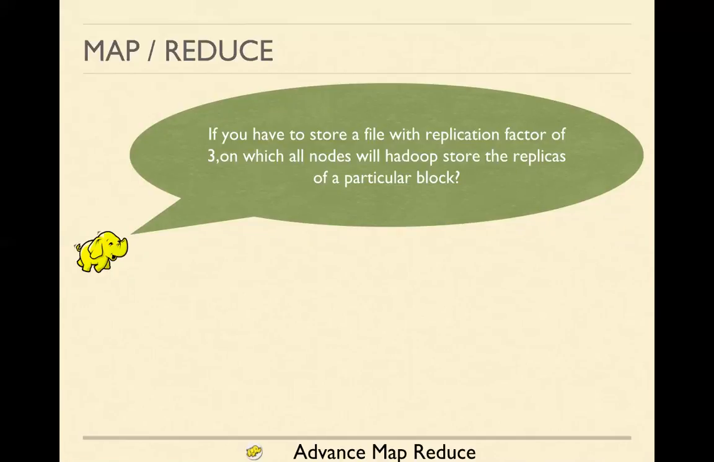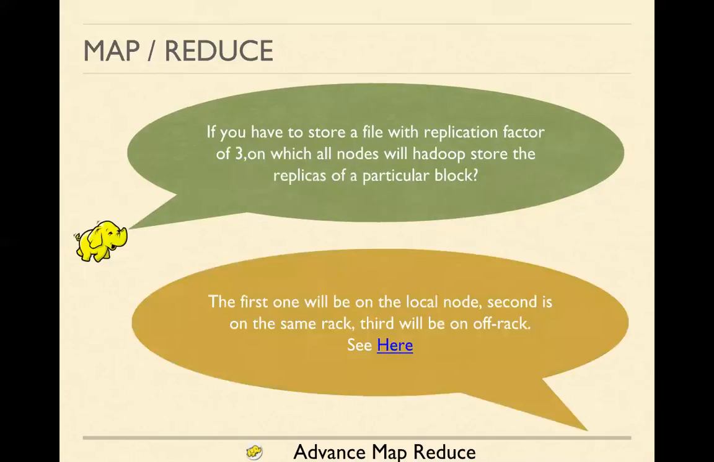So I talked about something called the data placement policy quickly earlier. The first copy will be on the same machine on which you are operating. Let's say I'm logged in on e.cloudxlab and I run hadoop fs -copyFromLocal. The first copy of this data will be on this machine itself, and the second copy will be on the same rack, and the third one will be off the rack.